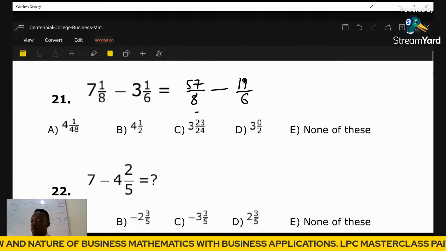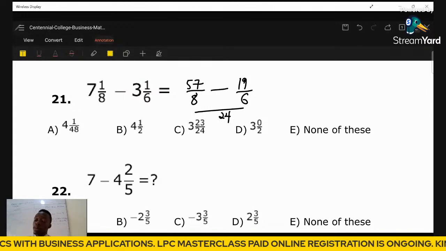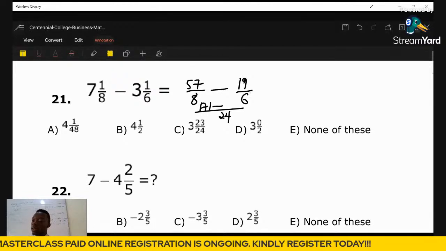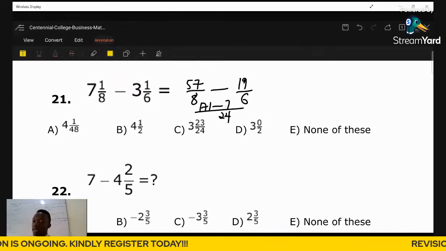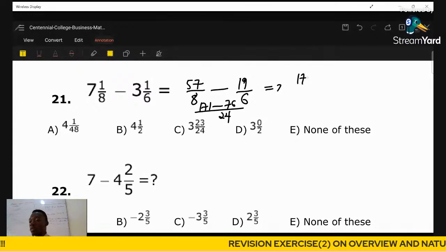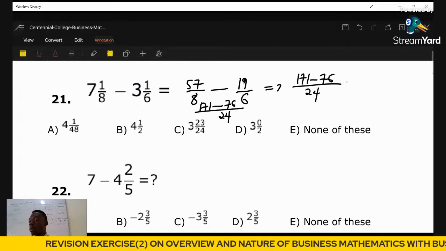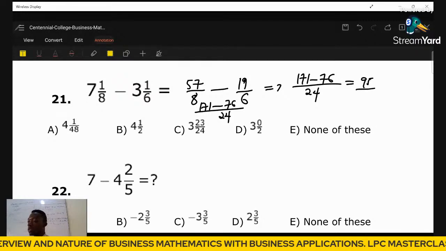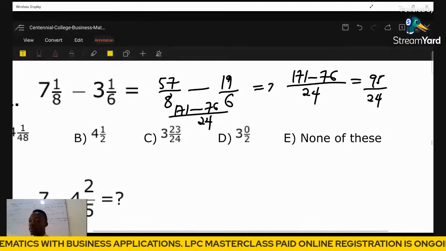With the LCM, you should be able to arrive at 24. So 8 goes into 24 three times. 3 multiplying 57, you get 171. You can check with your calculator as well. 6 goes into 24 four times. 4 multiplying 19, you get 76. So at the end of the day, we are going to have 171 minus 76, divided by 24. You should be able to arrive at 95 out of 24.